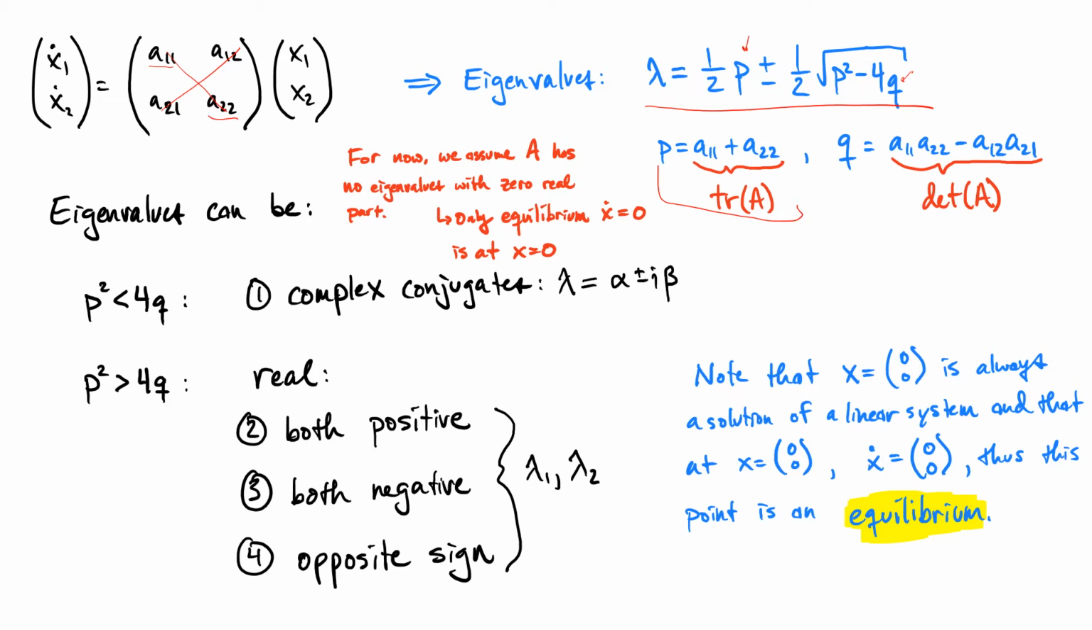We use the binomial formula to get the different eigenvalues that characterize the solutions, because remember, the two solutions are going to be characterized by e to the lambda 1 t and e to the lambda 2 t. These are what characterize the two different modes of the system.